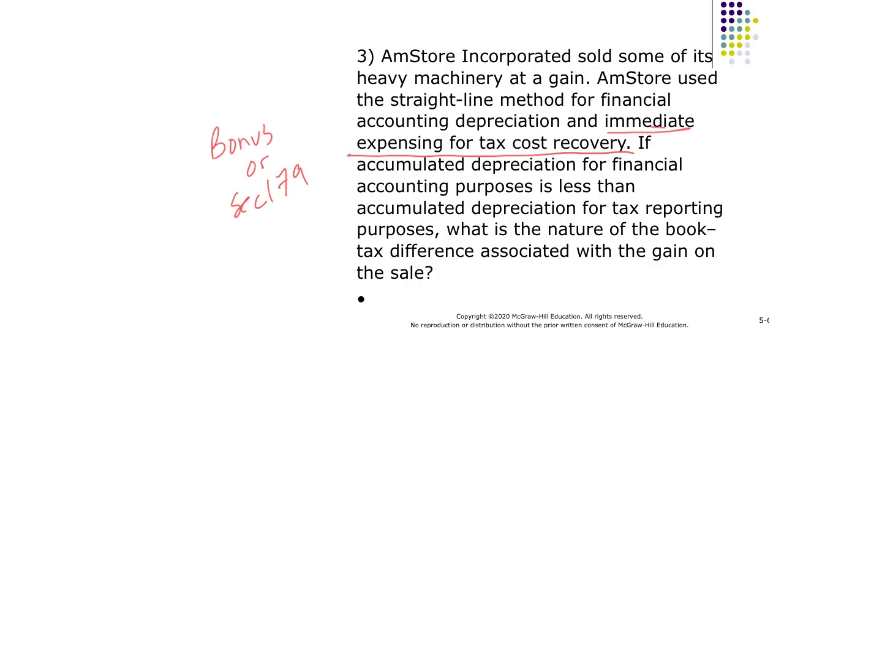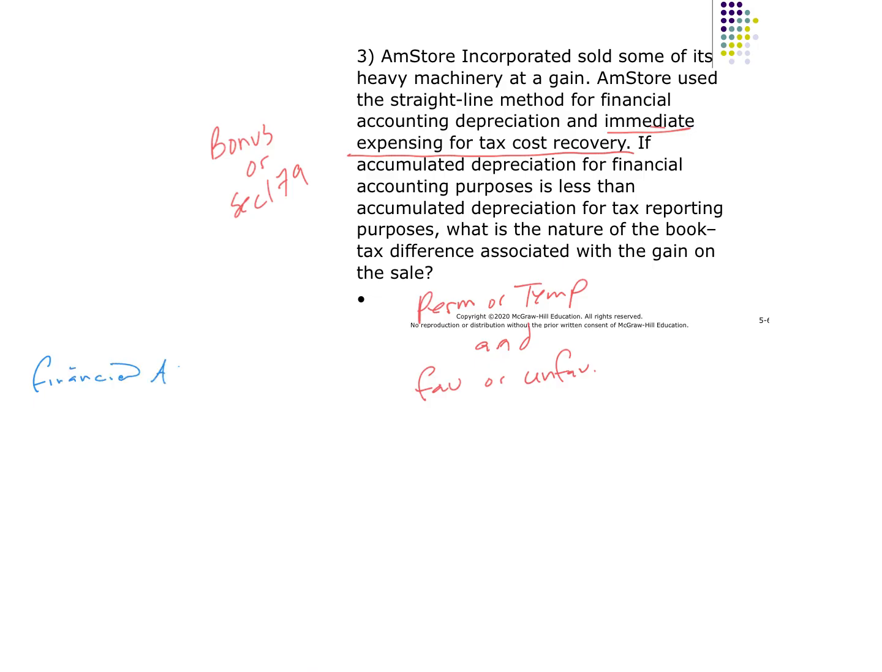If accumulated depreciation for financial accounting purposes is less than accumulated depreciation for tax reporting purposes, what is the nature of the book tax difference associated with the gain on the sale? Essentially, we're trying to decide: is this permanent or temporary, and is it favorable or unfavorable? When I have a problem like this, I like to put numbers to it, because to me it makes more sense if I can see some numbers.